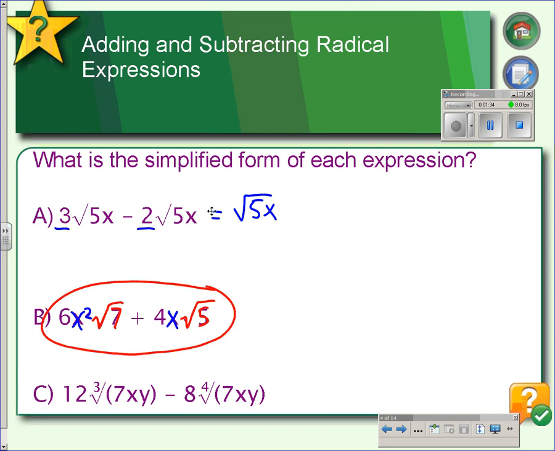Again, on part C, these cannot be added because the first one has an index of 3 and the second one has an index of 4. Therefore, we cannot add them, and this is the simplest form.